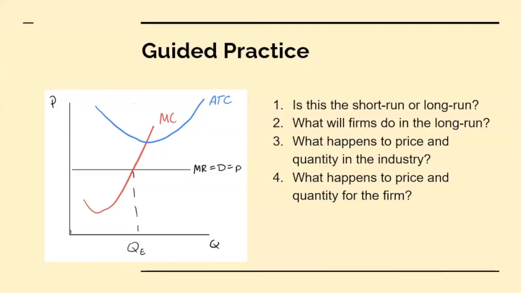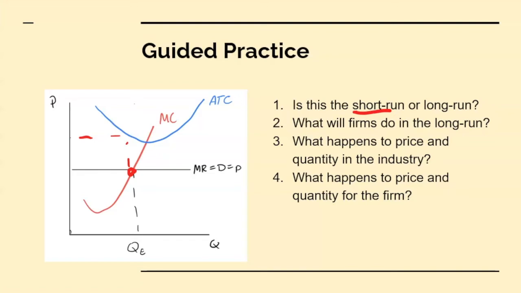And so here, is this firm going to be in the short run or long run? Well, here we know it's a short run, because our ATC point is above our MR equals MC, our price point. So we know it's a short run. Well, we know the firm's making a loss, so what are firms going to do?